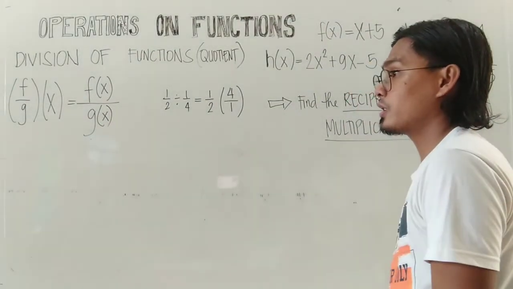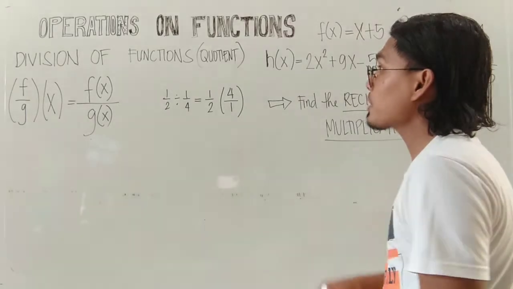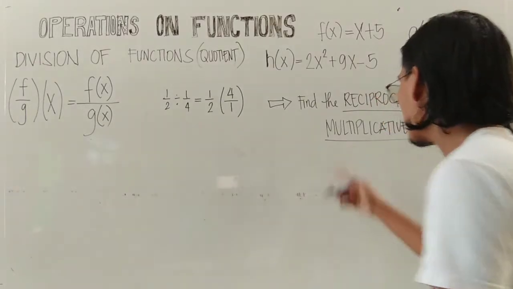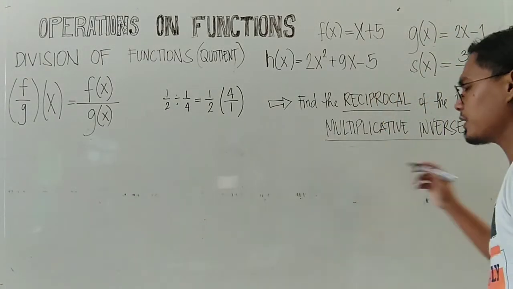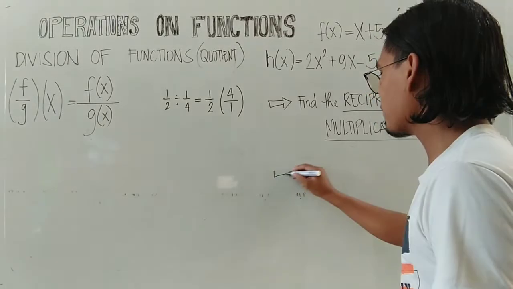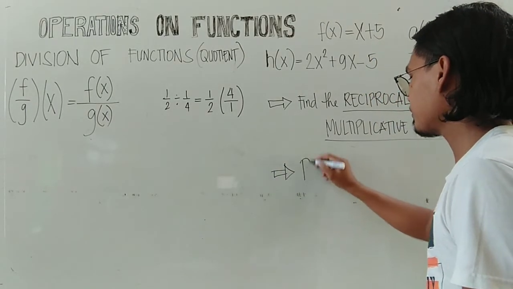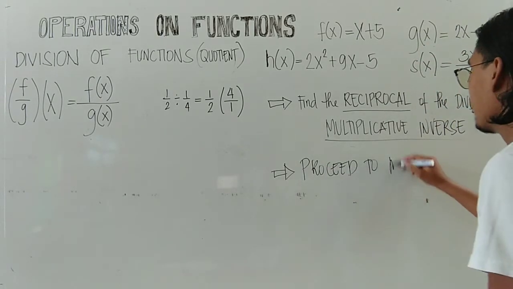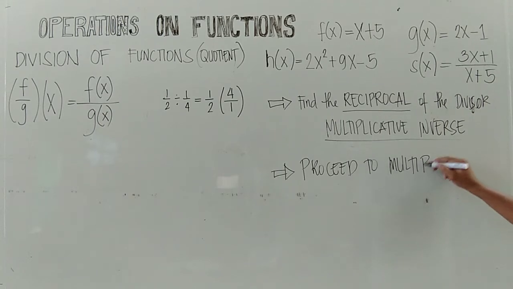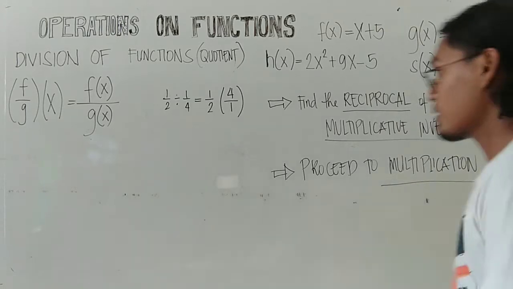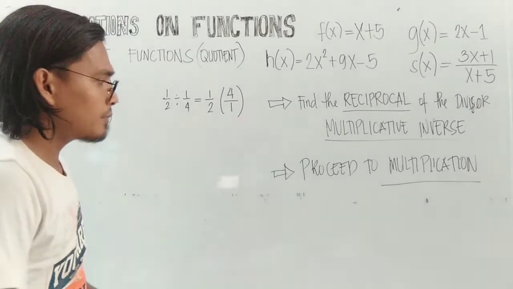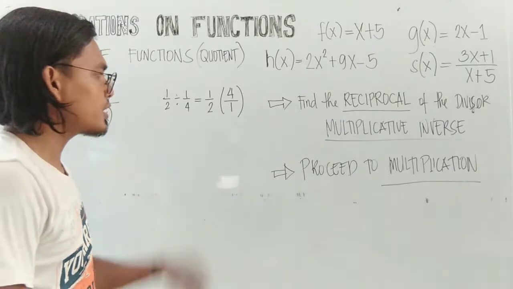Going back to our video on subtracting numbers, we used the additive inverse. This time we are using the multiplicative inverse. Okay? And step number 2 is to proceed to the multiplication rule. So the first step is to identify the reciprocal of your divisor, and step number 2, the next step, is to proceed to multiplication.